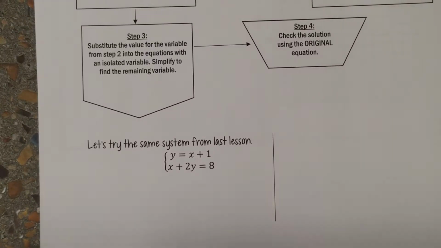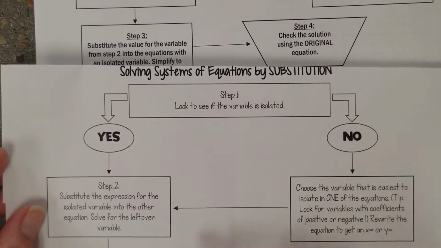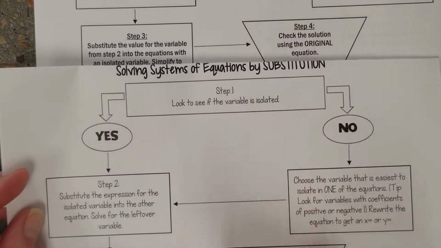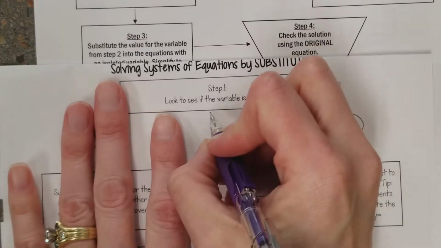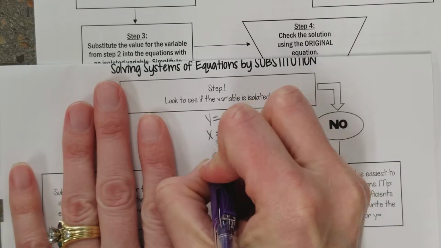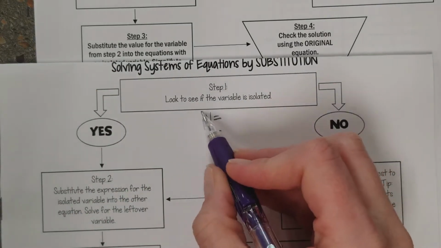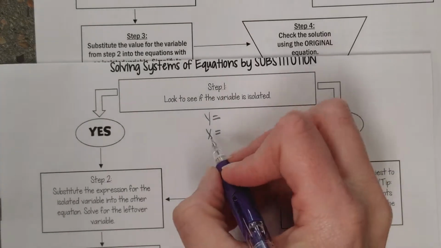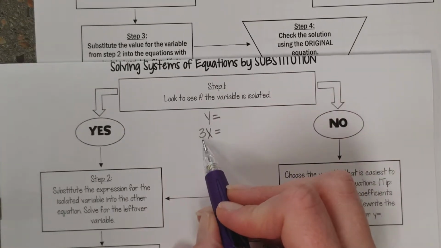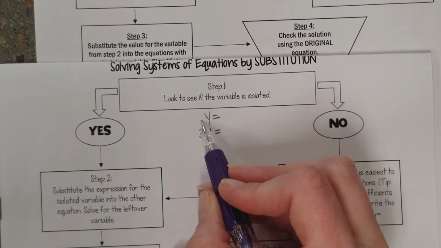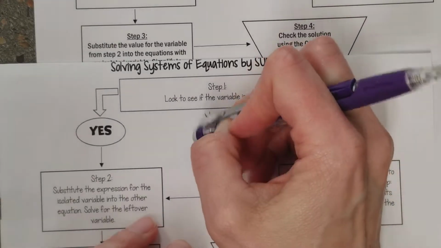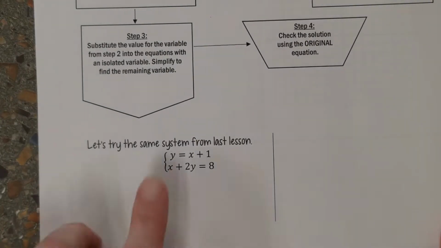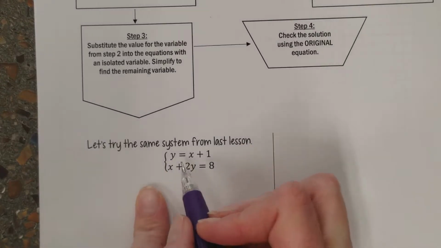All right, so my little flow chart here on step one says, look to see if the variable is isolated. Okay, an isolated variable is one where it's either y equals or x equals or whatever variables you're using. It's got it all by itself on one side with everything else on the other side of the equation. Now, if I have a 3 here in front, this is not isolated. Okay, the only way it's isolated is if it's all by itself with nothing in front of it, nothing dividing it, anything like that. Okay, so we want to see, do we have an isolated variable? Well, if you look here, we have y equals right here, so we do.